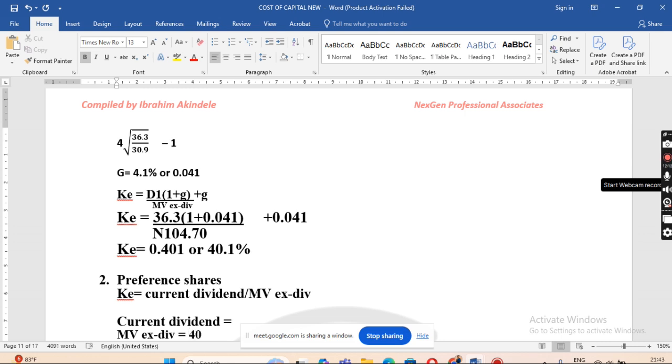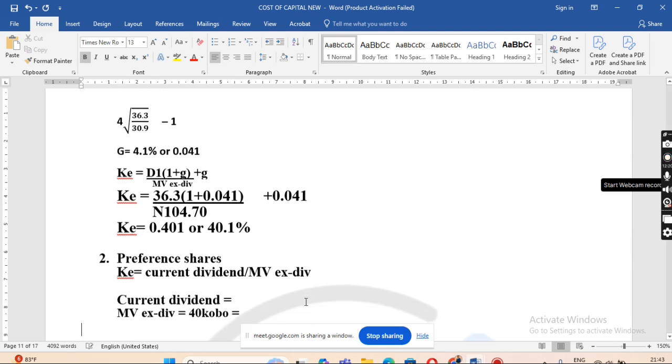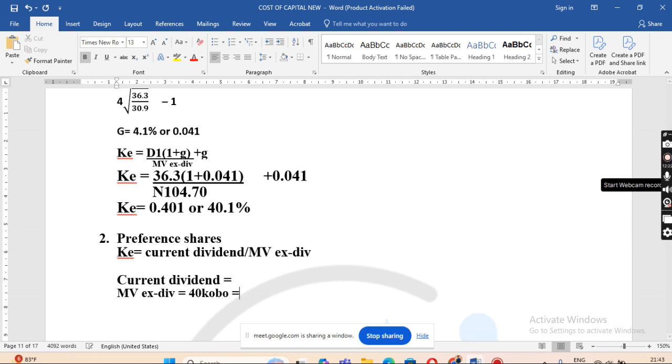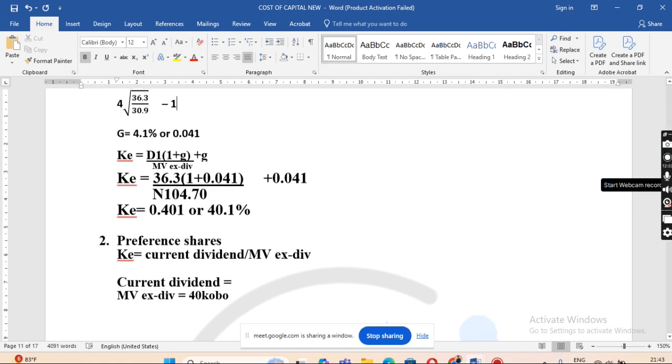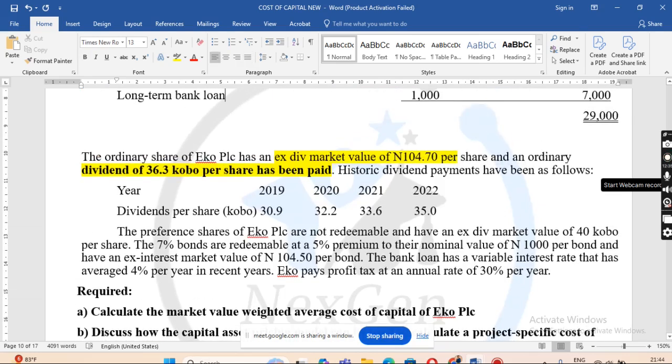Which is 40 kobo. Now, if I want to convert this 40 kobo to naira, I can say 40 divided by 100, but we are not there yet. Just leave it like that, 40 kobo. Now, the current dividend for preference shares is not given to you in this question. So how will you determine the current dividend of the preference shares?